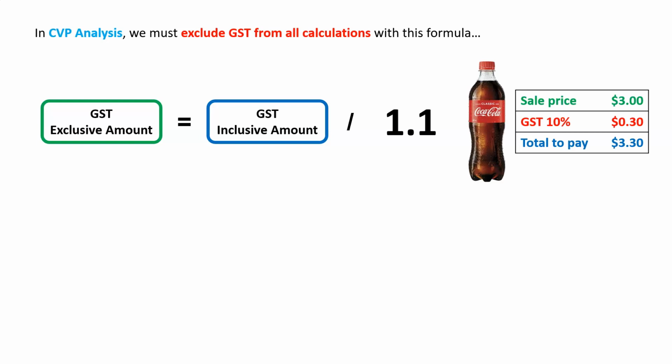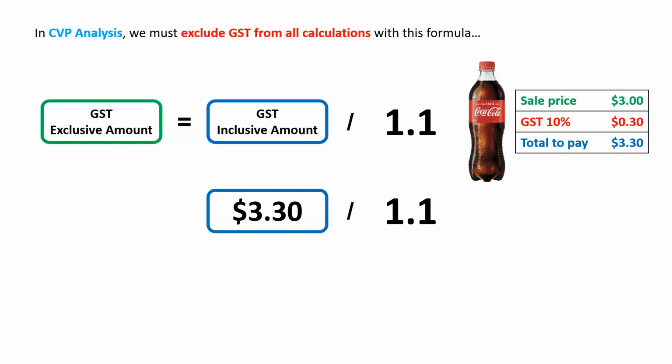What are we talking about? Well, let's have a look at this bottle of Coca-Cola. So we want to know, for example, if it's sold for $3.30, and that's the only number we're given, what is the GST exclusive amount? Well, we just divide that by 1.1. $3.30 divided by 1.1 means that Coca-Cola has a cost of $3.